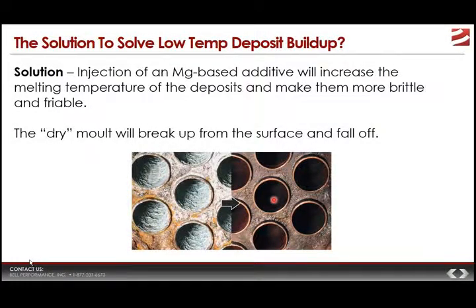So when you have all of this, we've been talking about low temperature deposit buildup. What's the solution to low temperature deposit buildup here? Well, the solution to these kinds of harmful deposits traditionally has been using some kind of magnesium additive, injecting it into the fuel oil. The magnesium inserts itself into the deposit formation, as we saw earlier. It increases the melting temperature of those deposits. From a physical standpoint, it makes them more brittle, more what they call friable, makes them drier even. And these dry deposits will be more likely to break up from the surface and fall off. And that's really what you want. That's the kind of deposit that you want.